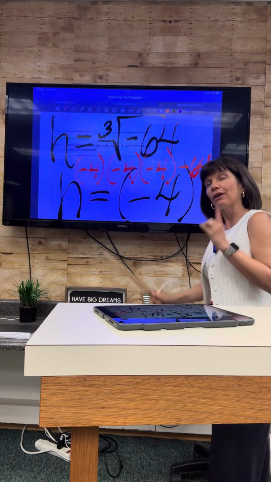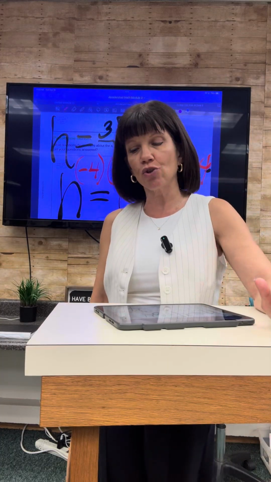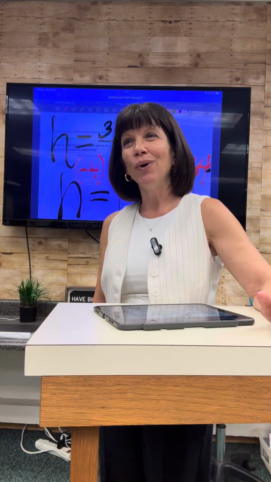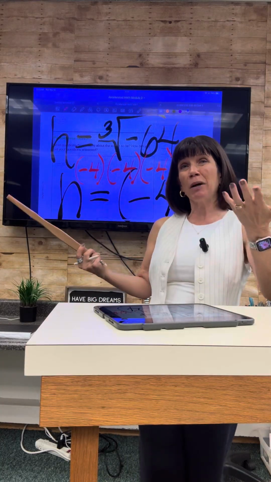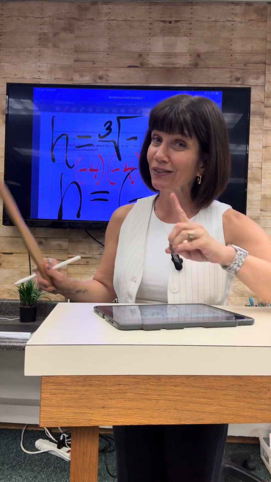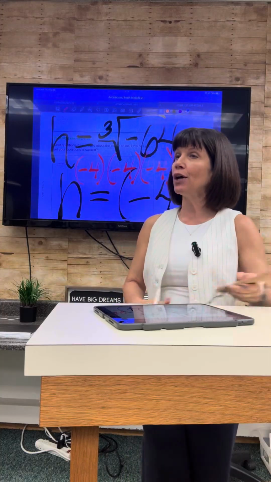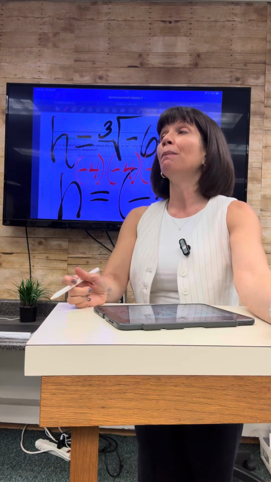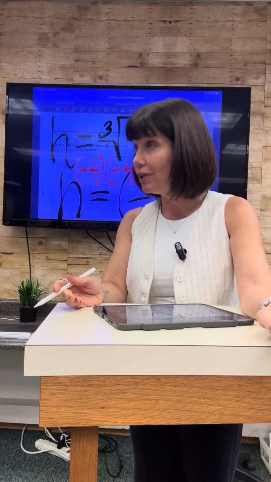Now here's a question for you. Could you ever have a square root of negative 64, yes or no? No, because positive times positive is positive, negative times negative is positive, positive times negative is negative. So you can never have a negative square root, but can you have a negative cube root? Yes, you can.